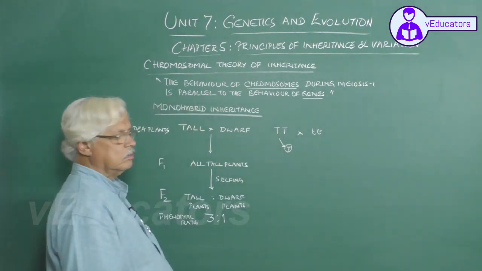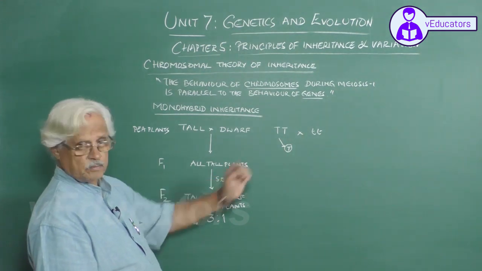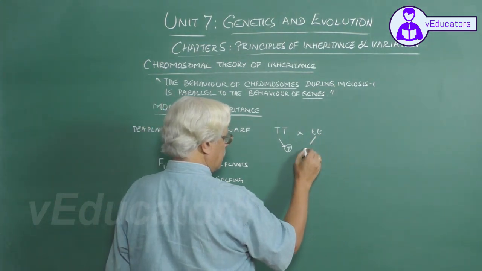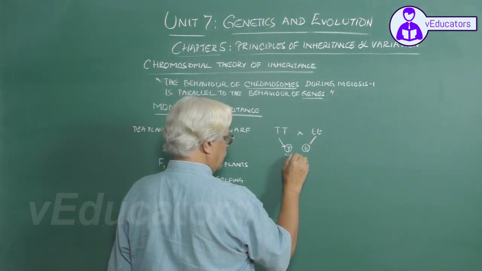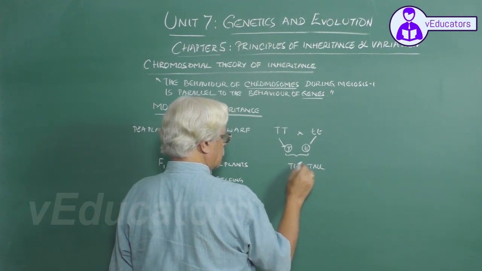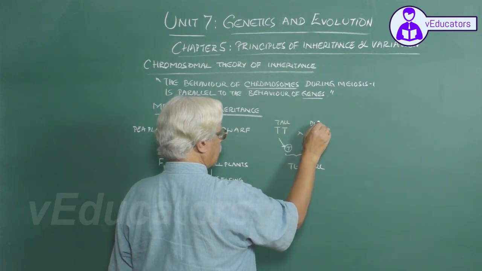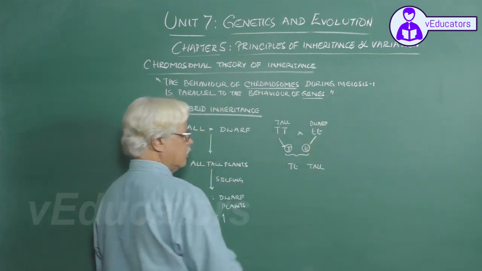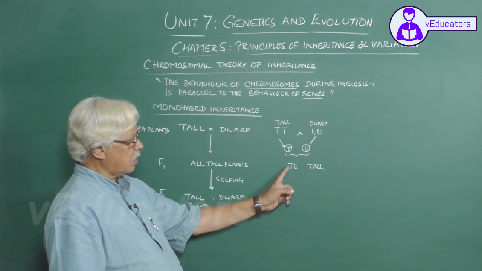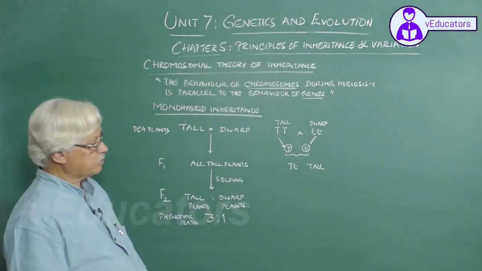Only one factor, according to Mendel, is passed on to the gamete. So the gamete will be capital T here, small t here. The combination of these two will be capital T, small t. Capital T is dominant, small t recessive, so all tall plants.